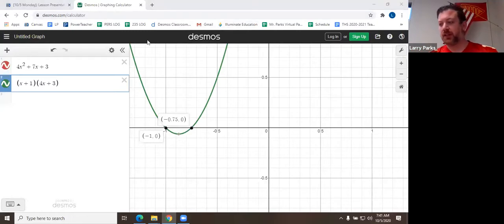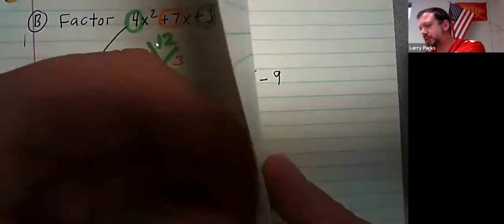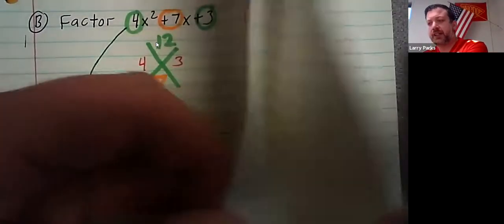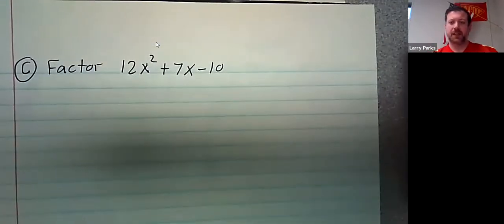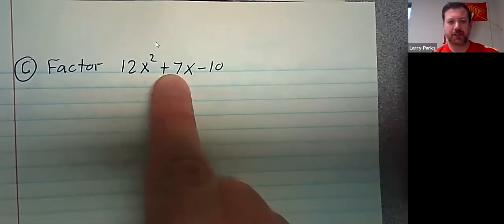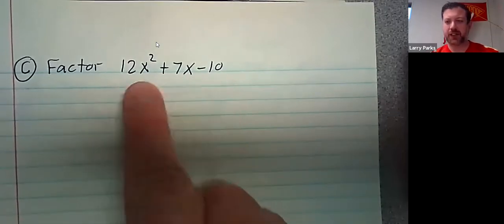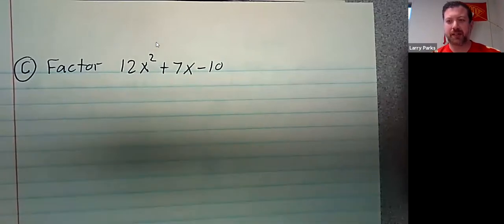Let's do one more. And from now on, I'm just going to show you method number 2. 12x squared plus 7x minus 10. They all don't have an x. 12, 7, and 10. There's nothing that goes in those three, so there's no GCF.